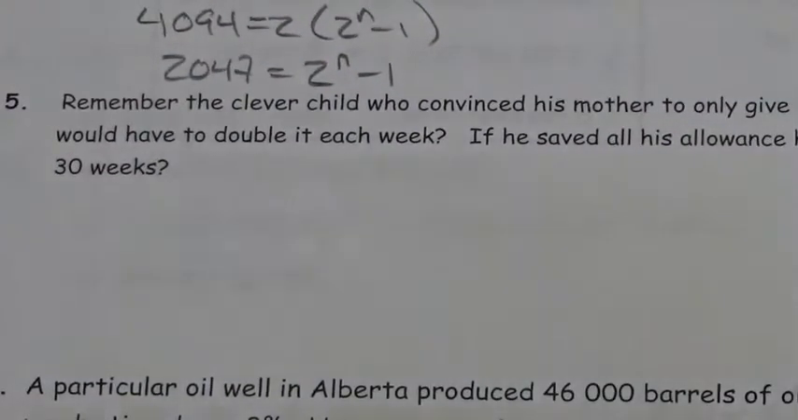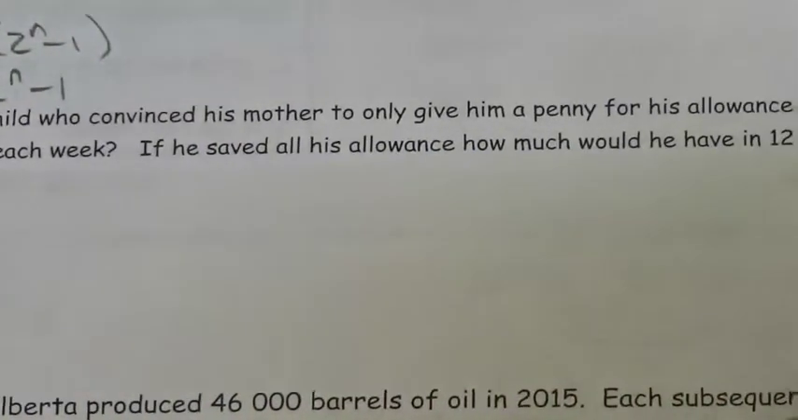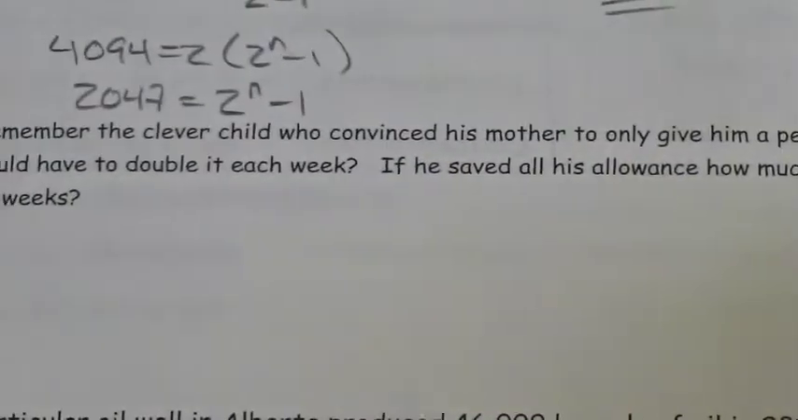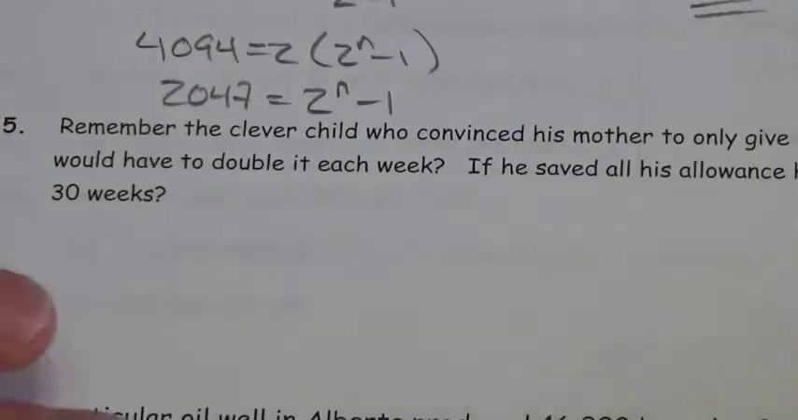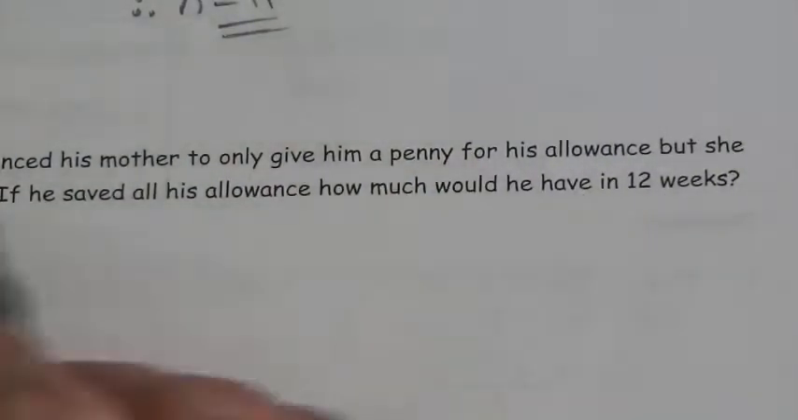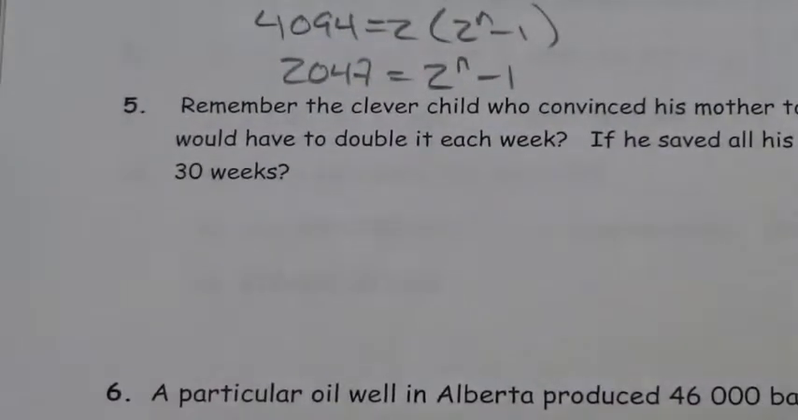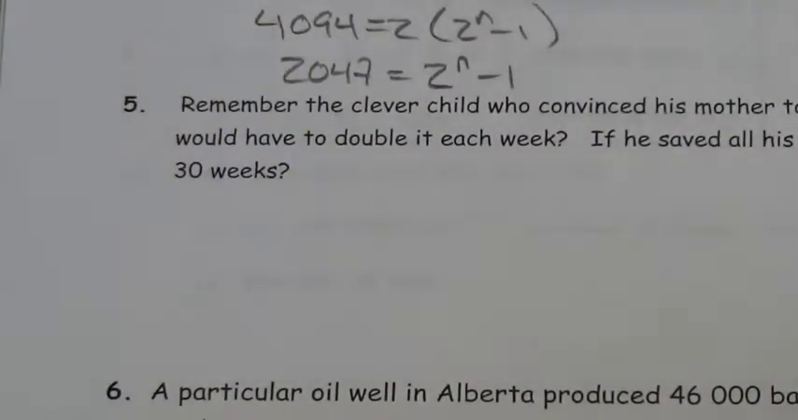Okay, next one. Remember the clever child who convinced his mother to only give him a penny for his allowance, but that she would have to double it each week? If he saved all of his allowance, how much would he have in 12 weeks and then in 30 weeks? Okay, those are the 2 parts of this question. So this is now a total. We're not asking how much he is getting in a specific week. If he just saved everything, how much would he have in 12 weeks?